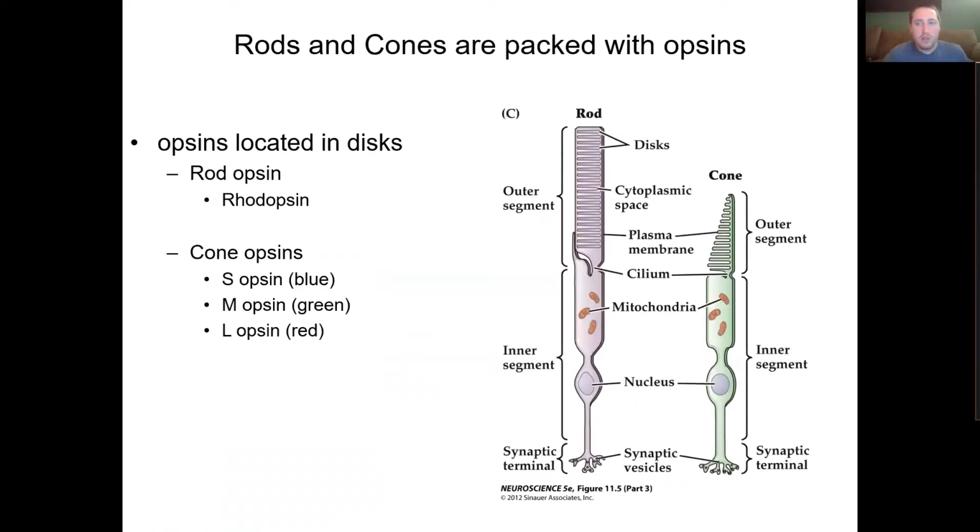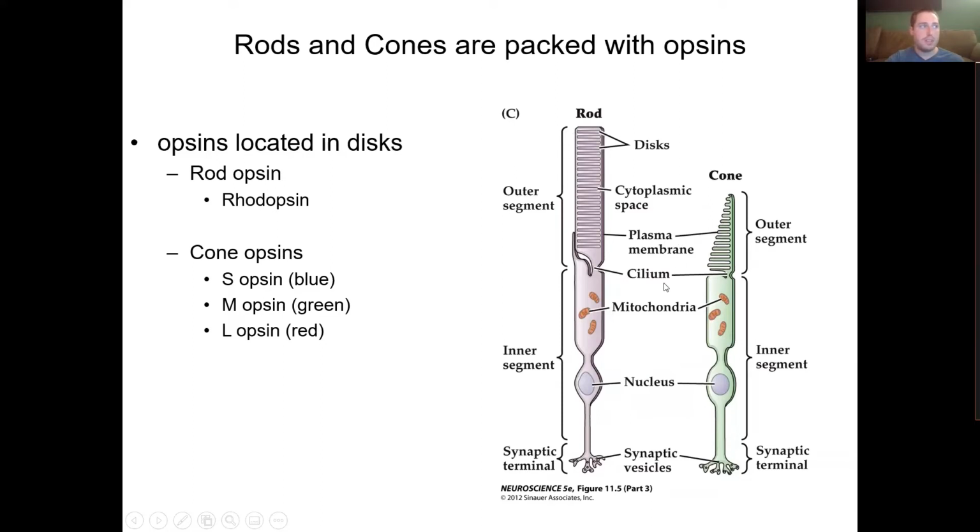And so rods and cones are just packed with opsins, and that's based on their structure. A rod has this big, long outer segment, where it gets its name, and it's packed with a bunch of membrane that's folded in on itself, called discs. Within these discs are a whole lot of rod opsins, which are called rhodopsin. We'll be mostly looking at rods when we're talking about phototransduction.